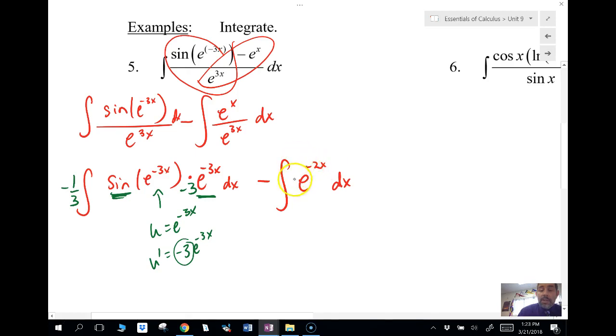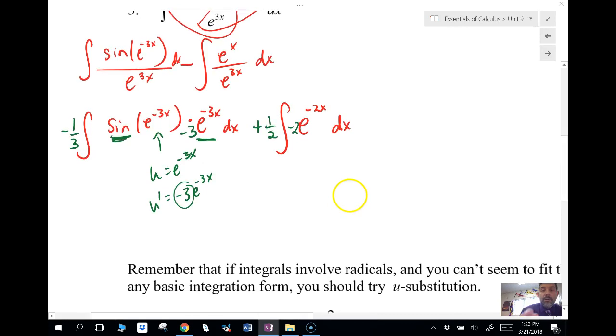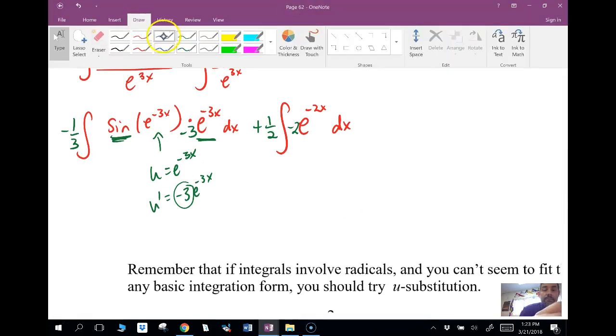This one's an easy guy because I need a negative 2 here and a negative 1/2. So a negative and a negative make a positive, so let's just change it to a positive. Okay. All right, now we can integrate. So let's go and integrate this bad boy.